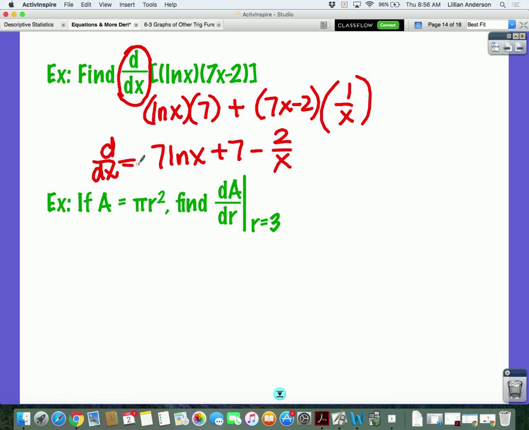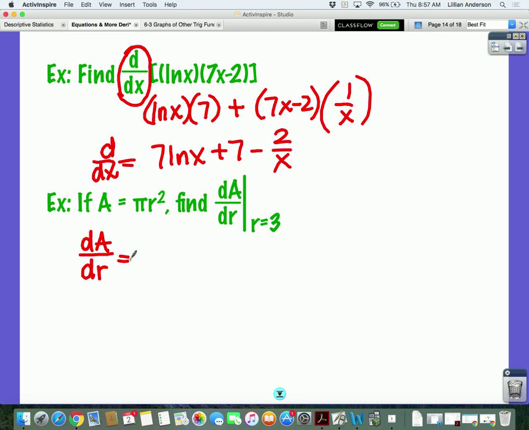Now the next part. It says if A equals pi r squared, find dA over dr, and then this notation here. This notation basically just means to find the derivative and then evaluate when r equals 3. That's all that means. So, find the derivative and then evaluate when your variable equals 3. So, let's find the derivative of this function.